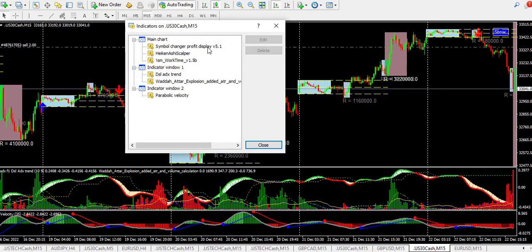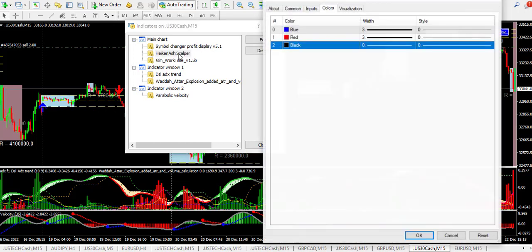I'm not going to explain how to use Symbol Changer. If you've watched most of my videos, you've seen Symbol Changer there, and probably you have it now. But if you are new, you can check my other video. Symbol Changer is just to add the pairs that you want to watch. And the other indicator that gave us this blue arrow and red arrow is Ashi Kappa.